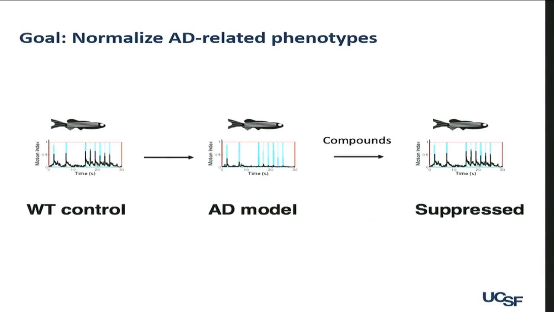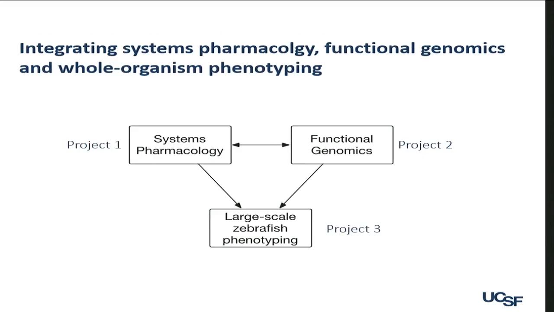Ultimately, we're hoping to identify behavioral phenotypes in the disease models and then screen for compounds that normalize these phenotypes to potentially treat disease. So together with Michael and Martin, we're working to integrate technologies in systems pharmacology, functional genomics, and large-scale zebrafish phenotyping to understand some mechanisms of neurodegeneration and discover compounds.